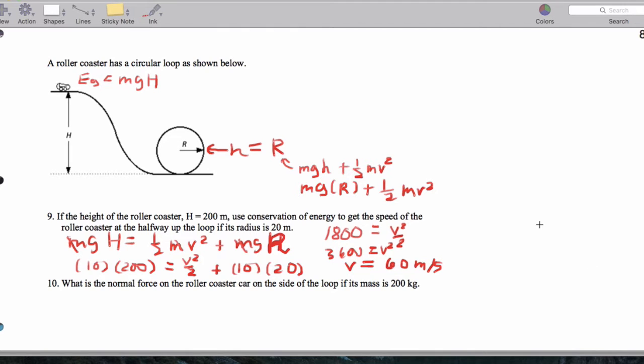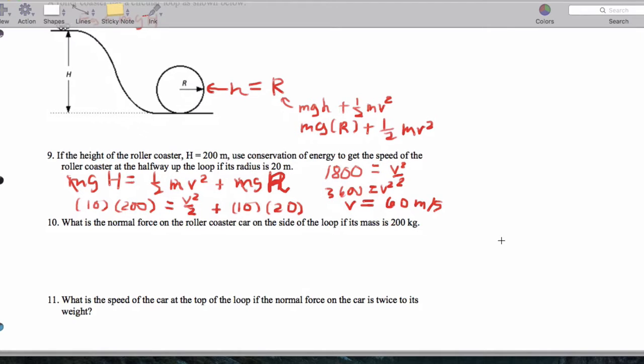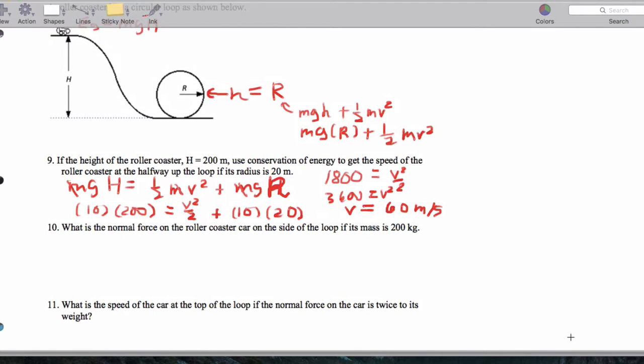All right. So that is question number 9. And we're going to continue with question number 10. We want to know the normal force on the roller coaster. So even though the normal force points this way and gravity points down, the normal force is in fact the only thing generating a circular force because it's the one force that goes towards the center of the circle. So it actually turns out in this case, Fn is mv squared over r.